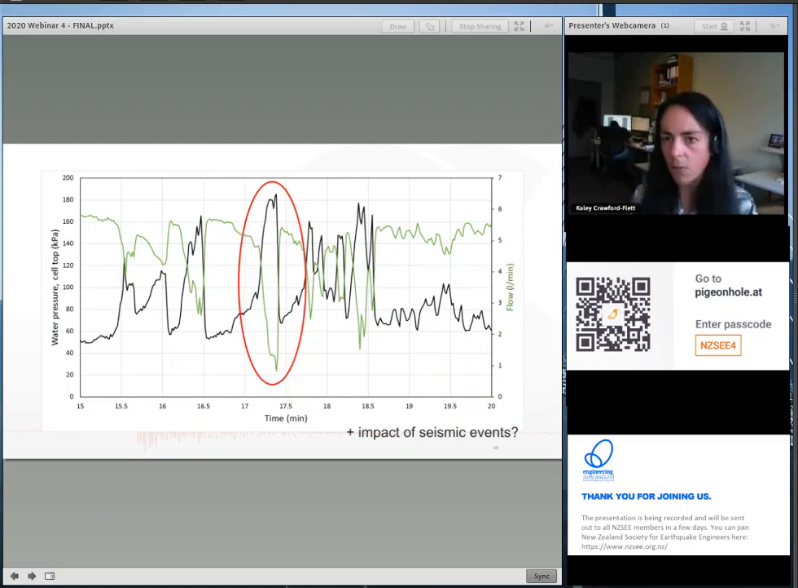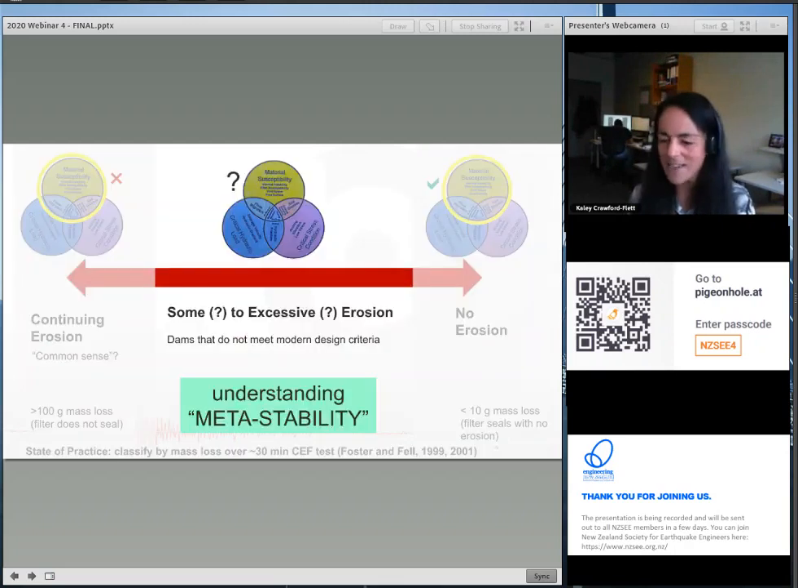This forms a concern for ongoing filter performance. So again, at Canterbury, we're looking in a little bit more detail to try and understand those metastable scenarios. We've had students try to simulate seismic loading on the device. Not very successful yet, but something we're working on for the future.